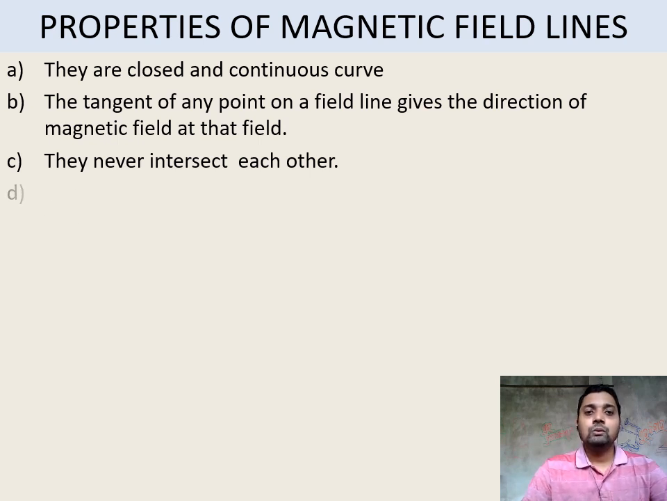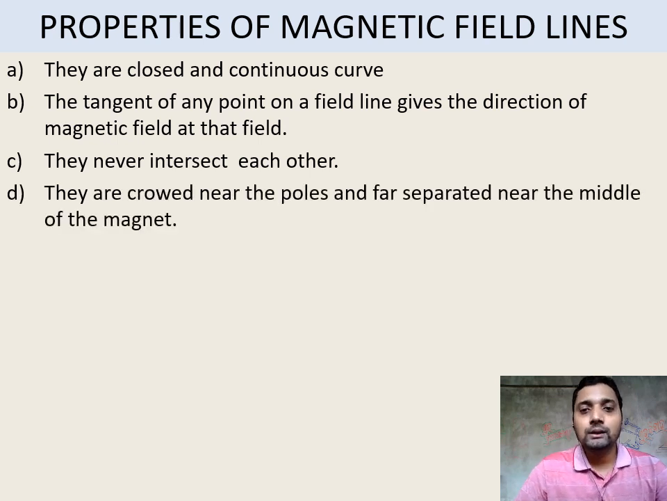And another property: they are crowded near the poles and far apart near the middle of the magnet. That means all the magnetic lines start from the north pole and continue to the south pole, so they concentrate at the poles. What is a magnetic pole? A magnetic pole is the place where the magnetic force of attraction and repulsion is strongest, where the magnetic force experienced is more. In the middle, it is less.